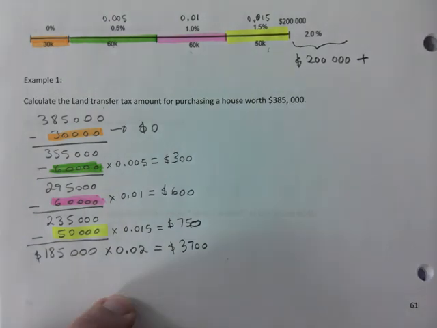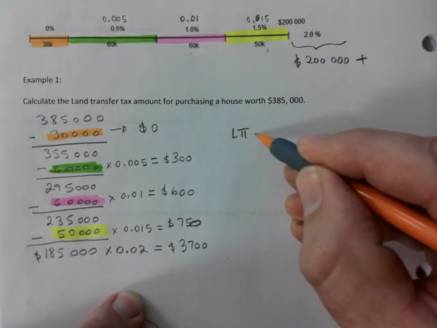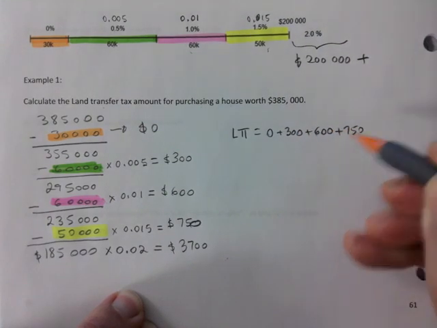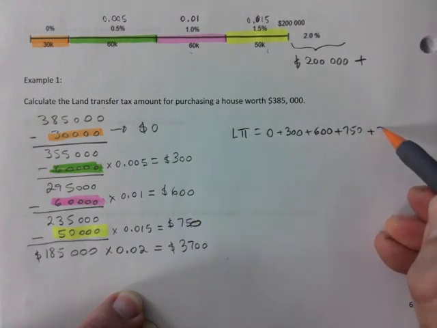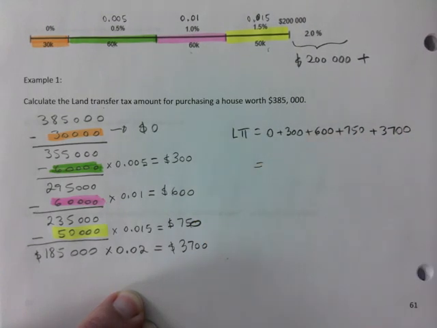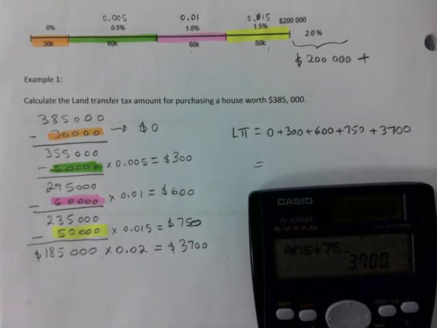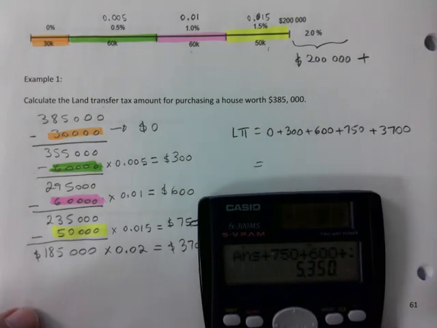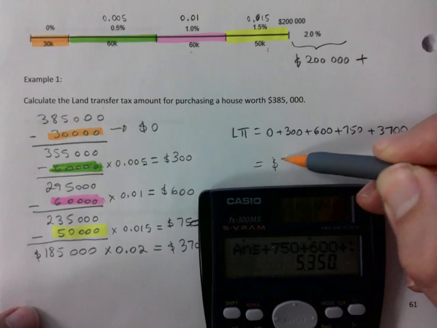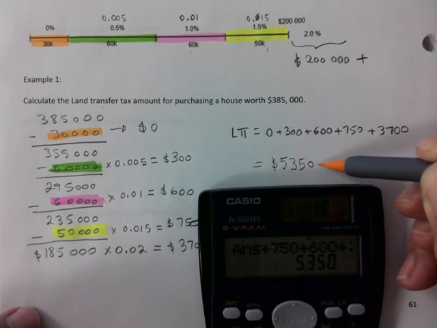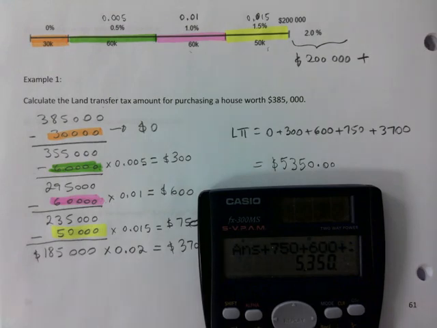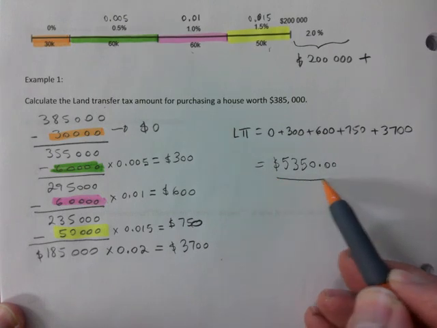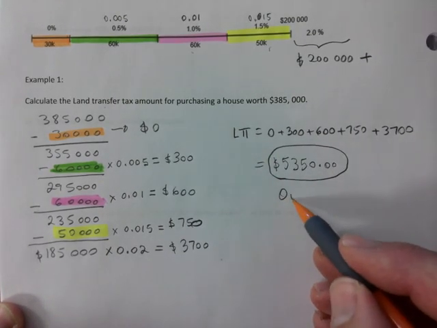Okay? So now, land transfer tax is 0 plus 300 plus 600 plus 750. So I'm adding up all these numbers plus 3,700. And here it is. So I'm going to just add it up. 5,350 you're going to have to pay. Nobody told me that when I bought my first house, and I was quite frankly shocked. Like I didn't have 5,000 just sitting around one time.